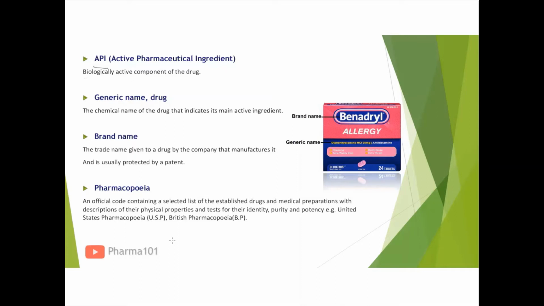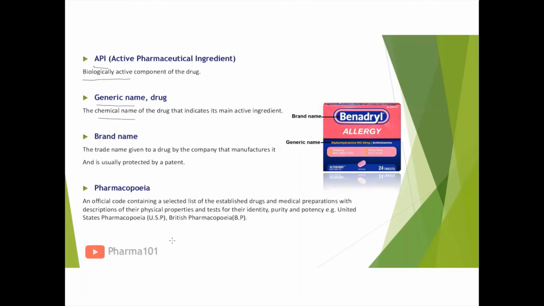Moving forward, let's discuss what is API, or active pharmaceutical ingredient. We have already discussed this is the biologically active component of the drug, or in other words, this is the main ingredient in a drug which is responsible for the therapeutic effect of the drug and the action of the drug inside the body. Then the generic name of the drug reflects the chemical name of the drug, and it is used to identify the main molecule or the chemical ingredient that is present in a medicine.